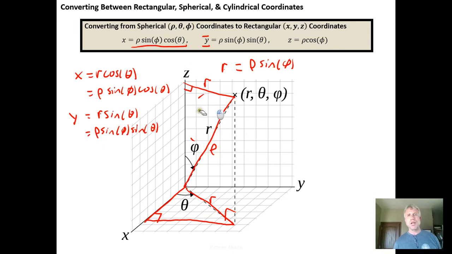And then z is going to be relatively easy to justify because we have z as the side adjacent phi, so we know that the cosine of phi is going to equal the side adjacent phi over the hypotenuse, which has length rho, and then we'd multiply both sides by rho to isolate the z coordinate. So z is going to equal rho cosine phi. So those are, in spherical coordinates, the relationships between spherical and rectangular coordinates.